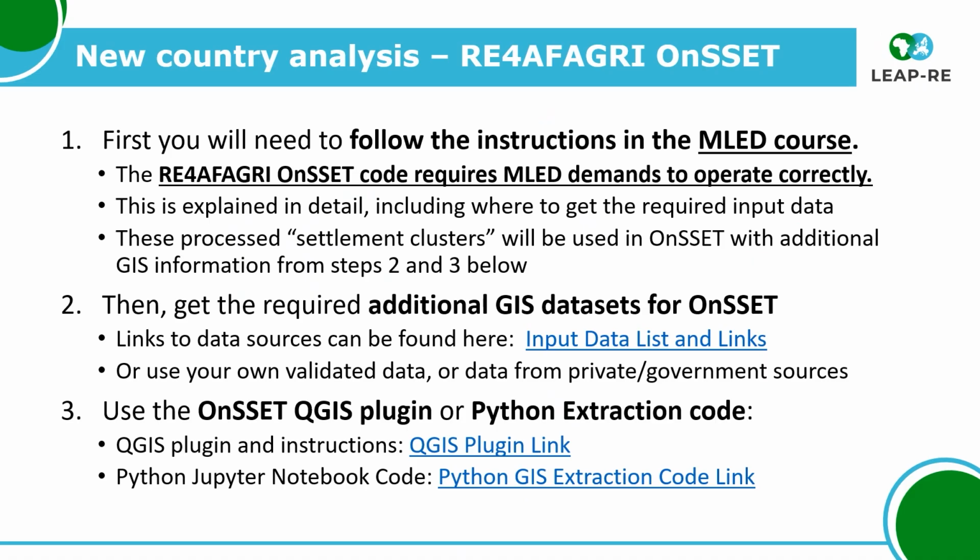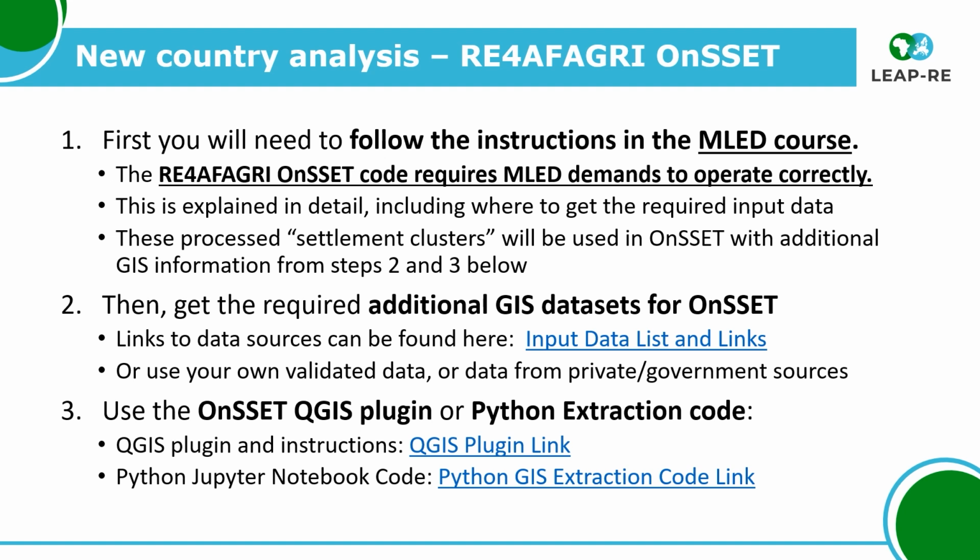Firstly, as this implementation of OnSSET in RE4AFAGRi is directly integrated with MLED, you will first need to follow the instructions and complete the MLED course to make sure that you have the population clusters with the correct MLED demands and calibrations for your different scenarios, as well as including the different crop processing and other agricultural characteristics. These are then used in OnSSET, but with also additional data that is added in steps 2 and 3 below.